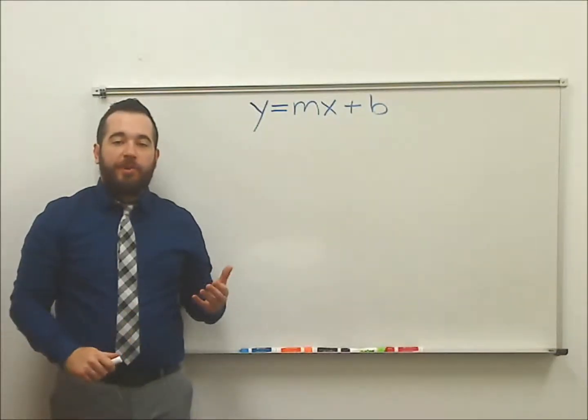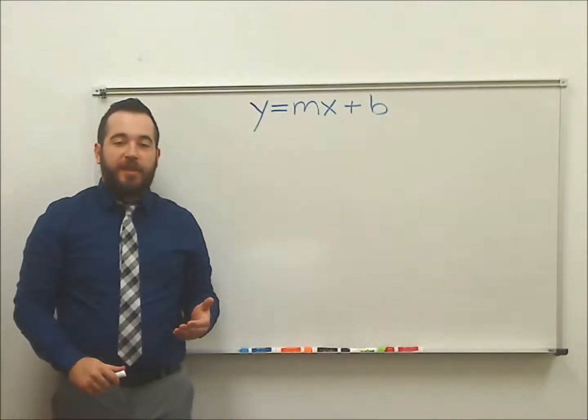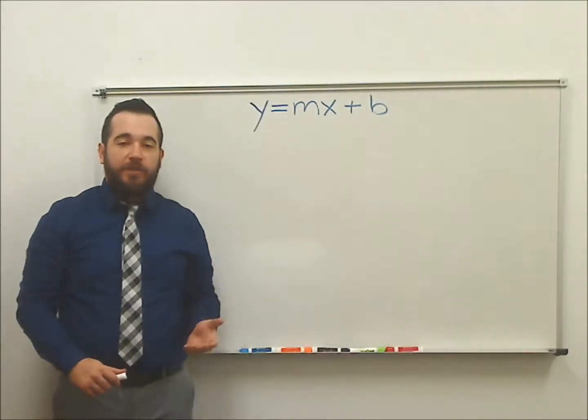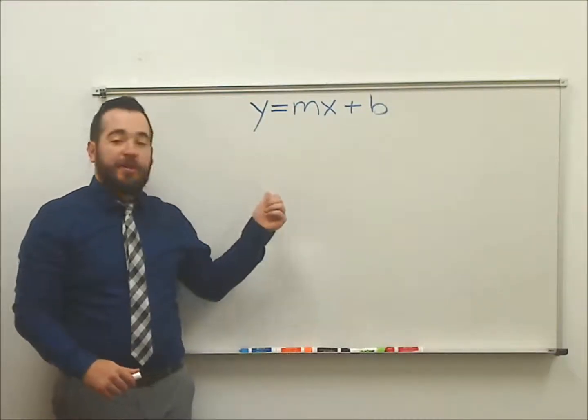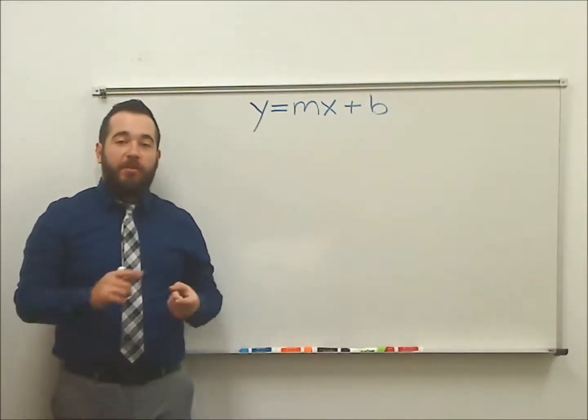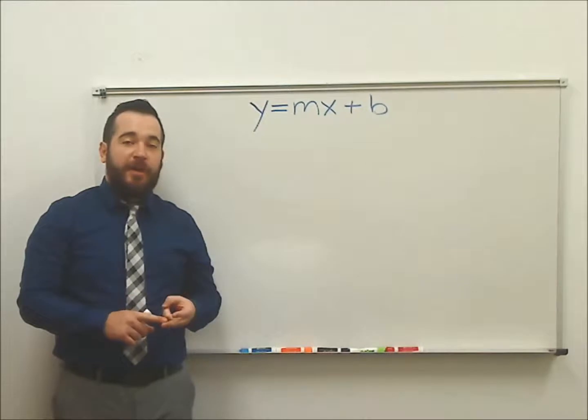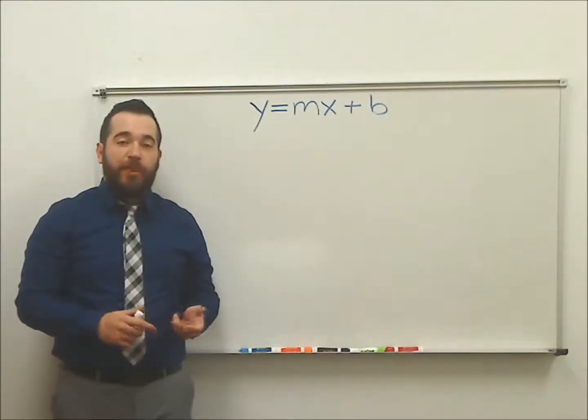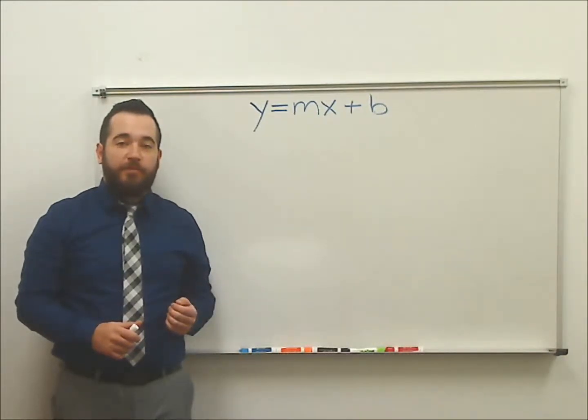Alright, so now we know what slope-intercept form is. The reason why it's useful to us is that we can take any linear equation, and by putting it in slope-intercept form, we can get both the slope and the y-intercept just by changing the form, and that's pretty useful. So let's take a general linear equation and put it in slope-intercept form.